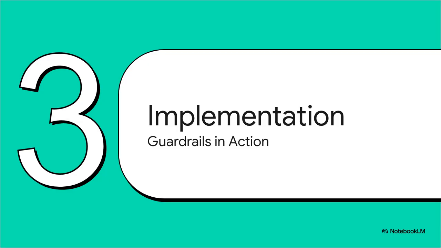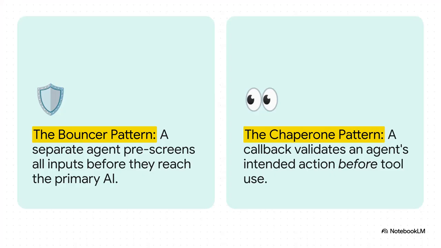So how does this actually work in practice? Let's look at a couple of key patterns that developers are using, like right now, to build these safer AI agents. We can pretty much boil it down to two really easy to remember patterns. First, you've got the bouncer pattern.